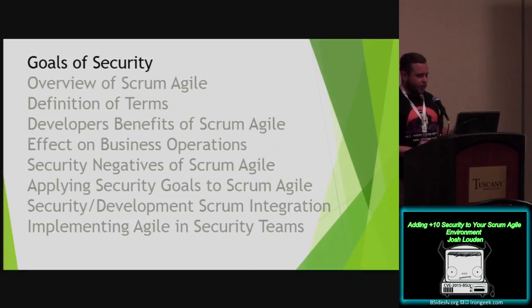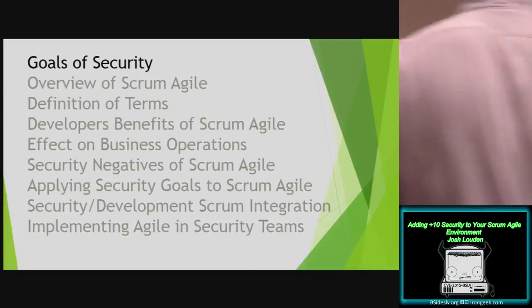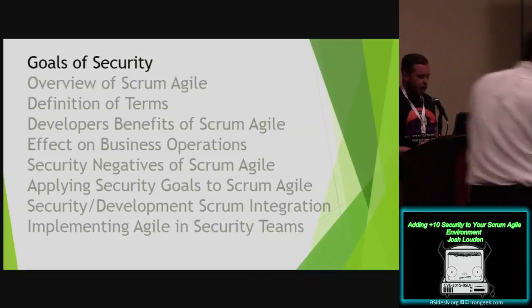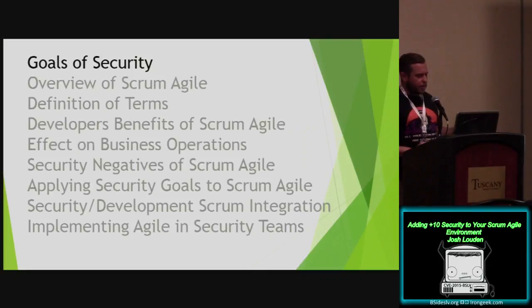How does Scrum Agile benefit developers? What are the effects on business operations? If development teams and security teams work together and can't achieve their goals, what happens? The security negatives in Scrum and Agile development, so there are things that might not actually work. Given our original goals, how do we actually apply our security goals to Scrum? And then I'll discuss the security development Scrum integration. So how do we start to integrate development and security together? Then finally, implementing Agile and just strictly Scrum teams.